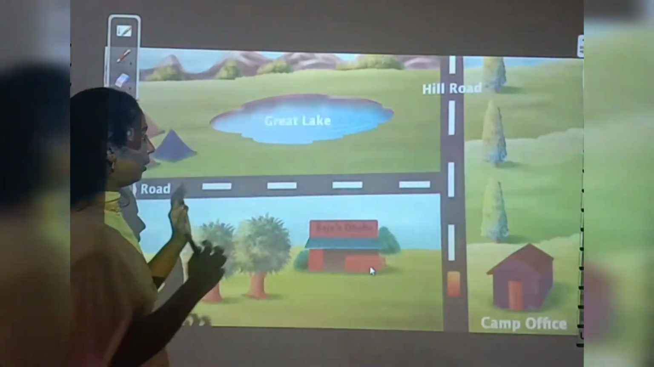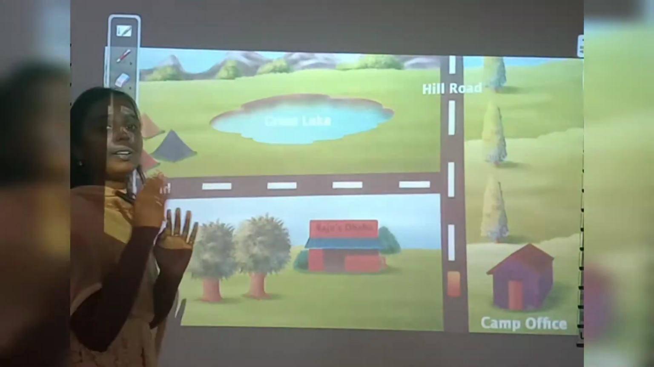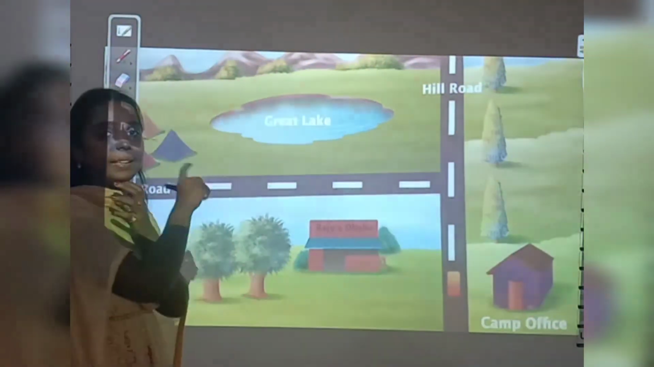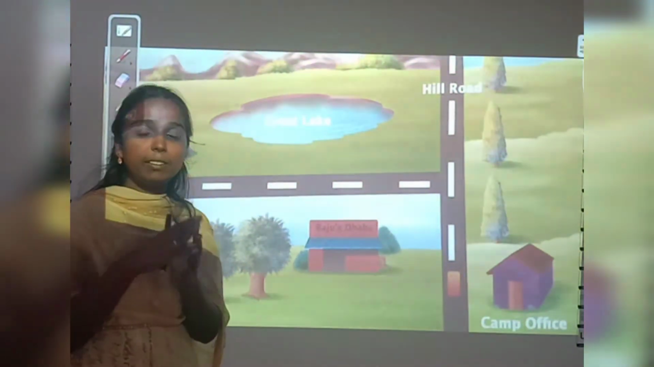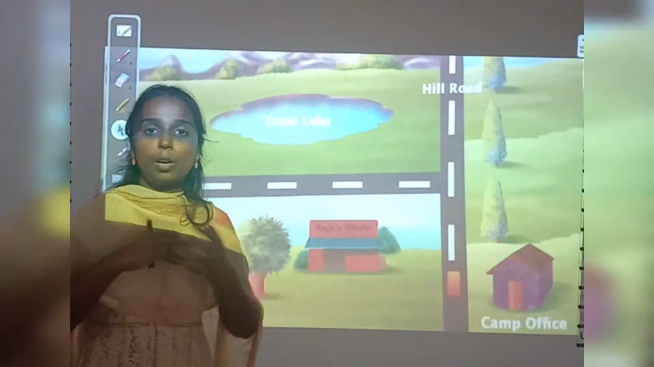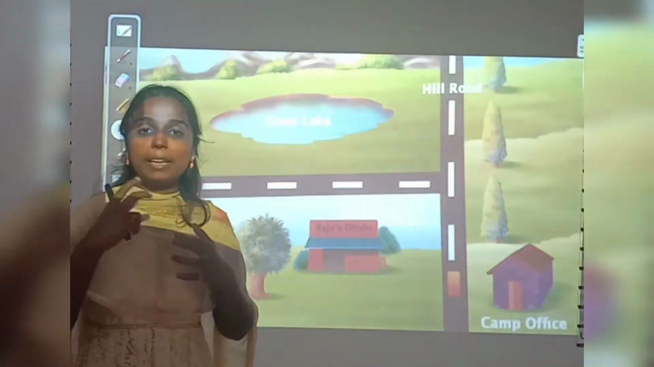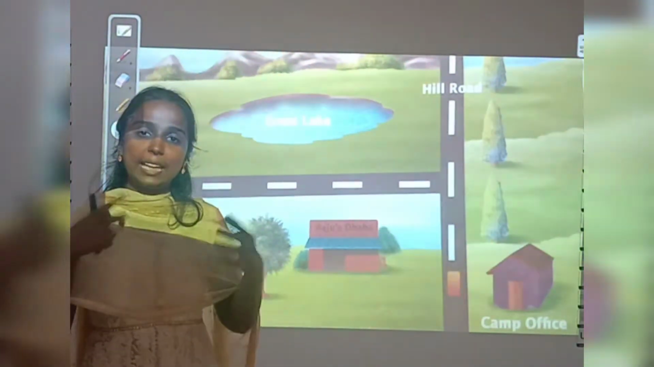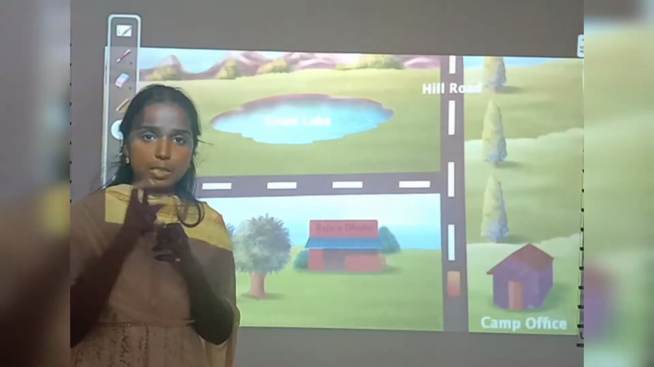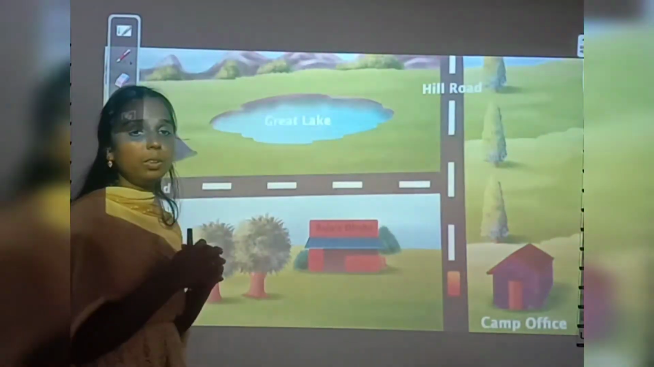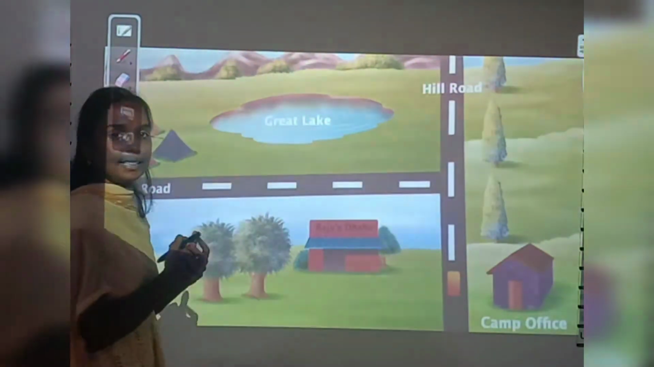Now this is a picture, right? We are going to locate some places in this picture with the help of the common locations we learnt in our previous class. We can say directions by using words like front, back, left, right, up, down. With the help of those common directions, we are going to locate places in this picture.